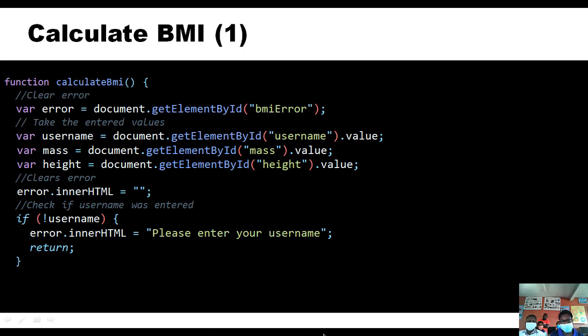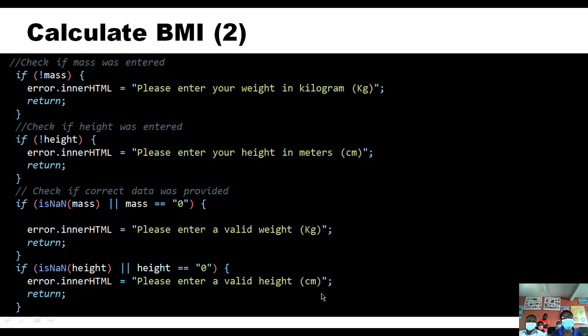If it wasn't entered, it will tell you to please enter your username. Here, if the mass was not entered, it will tell you to please enter your weight in kilograms. If the height was not entered, it will tell you to please enter your height in meters. And if what was entered is not a number or it is equal to 0, it will tell you to please enter a valid weight. If the height is not a number or equal to 0, it will tell you to please enter a valid height in centimeters, then it will return.